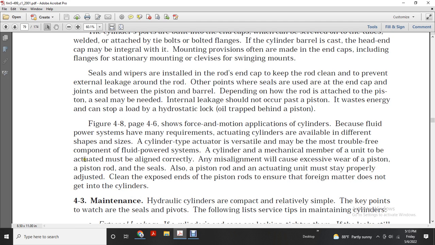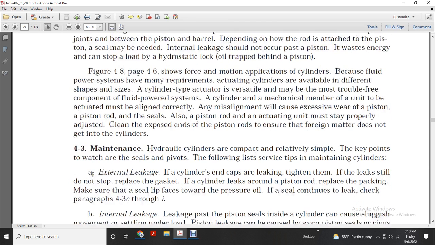The mechanical member of the unit to be actuated must be aligned correctly. Any misalignment will cause excessive wear on the piston rod and seals. A piston rod actuating unit must stay properly adjusted. Clean the exposed end of the piston rod, in short, so that foreign matter does not get into the cylinders.